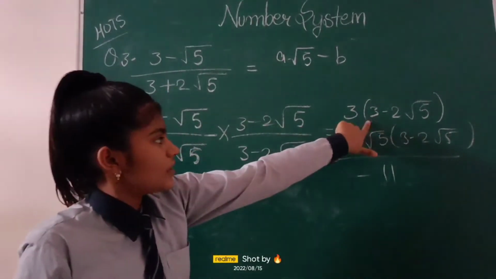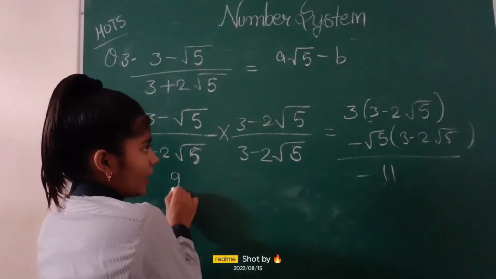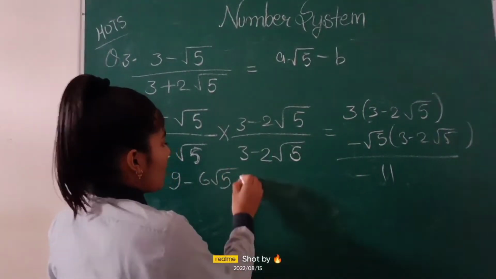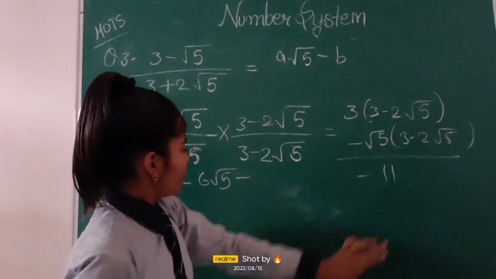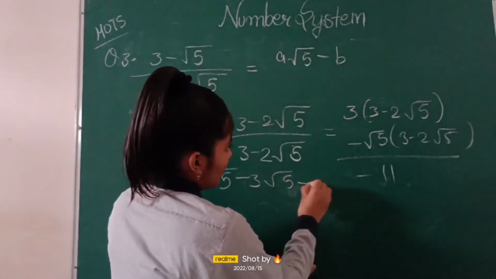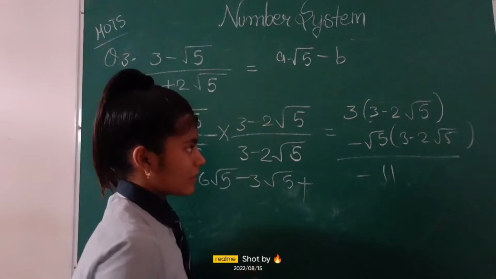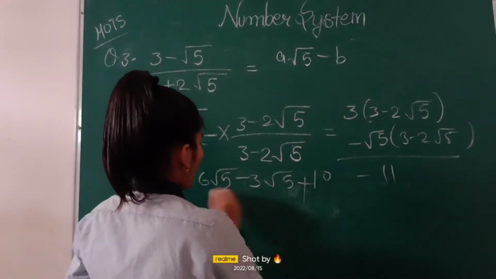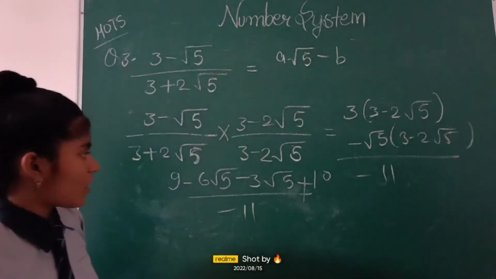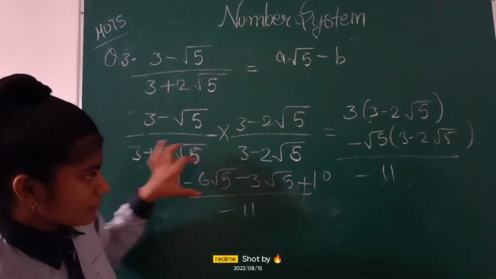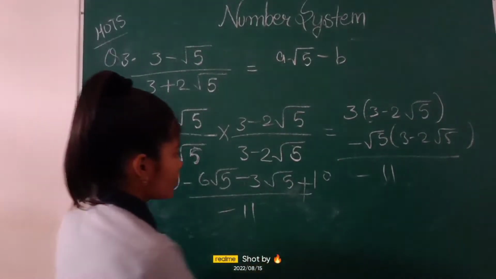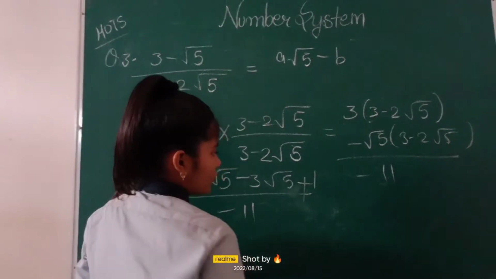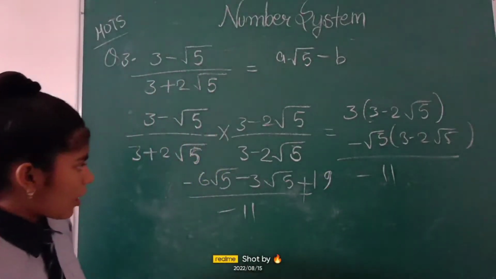So see, first we solve this. 3 into 3 will be 9. 9 minus 6 under root 5 minus 3 under root 5 plus, because minus minus will become plus, under root 5 into under root 5 is 5, 5 into 2 is 10, upon minus 11. What do you get now? 9 plus 10 is 19. So I will write here 19.